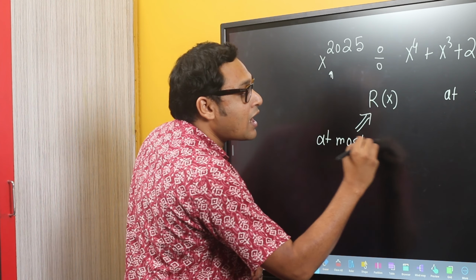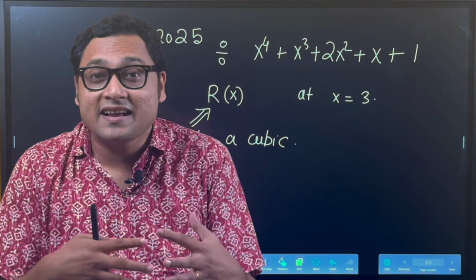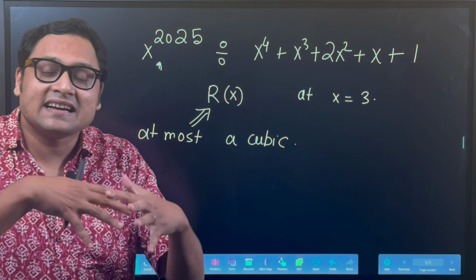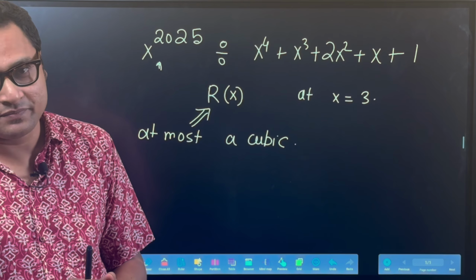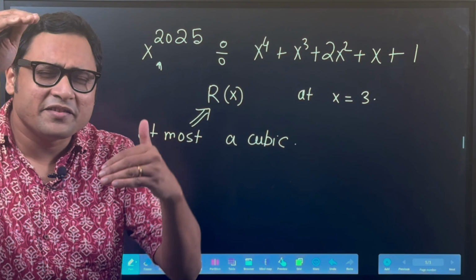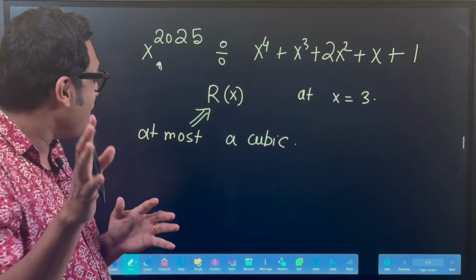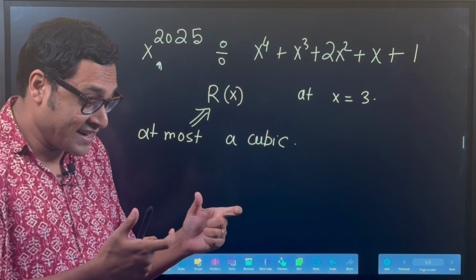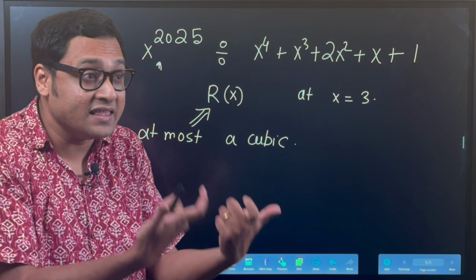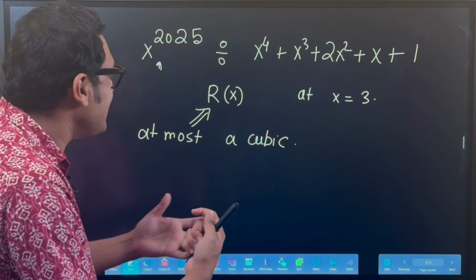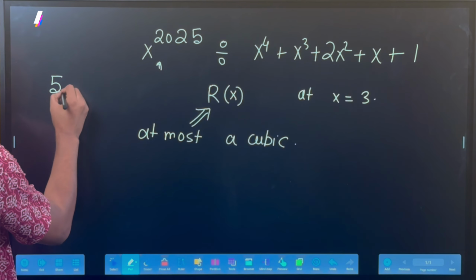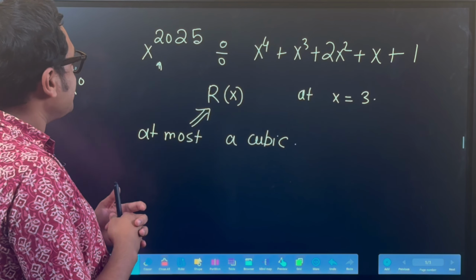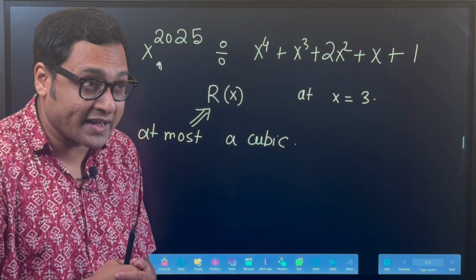Why is that? Because if it's fourth power, then we can again divide it by this fourth degree polynomial and get an even smaller remainder. Smaller in the sense the degree of x will be smaller. So we know it's a cubic. Of course, it could be a quadratic, it could be a linear, it could be a single number. Single numbers, let's say if the number is 5, you can think of it as a 0 degree polynomial, right? So it's at most a cubic.